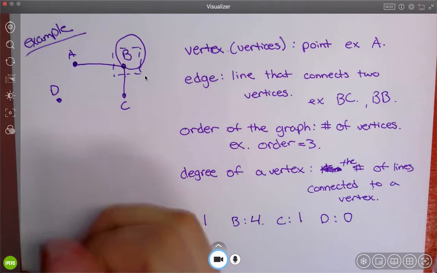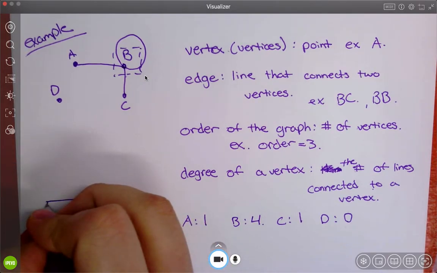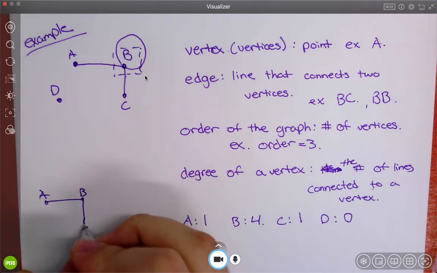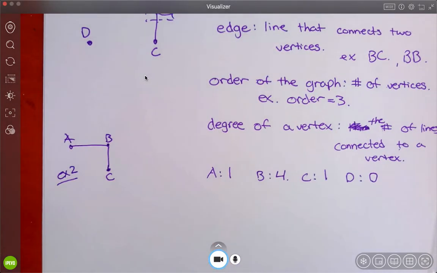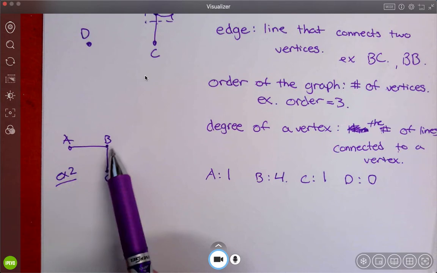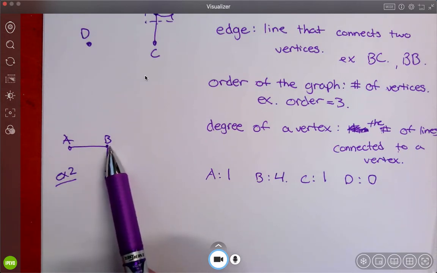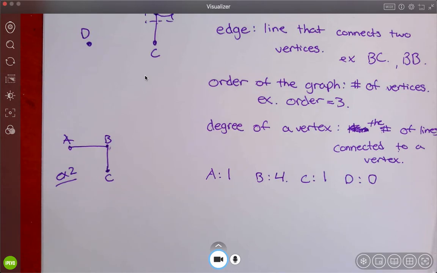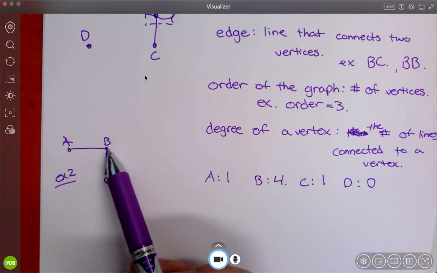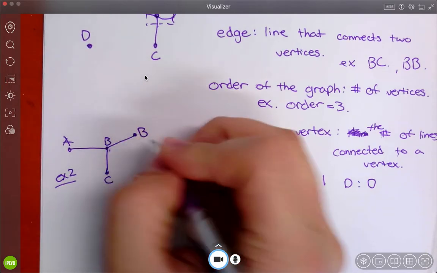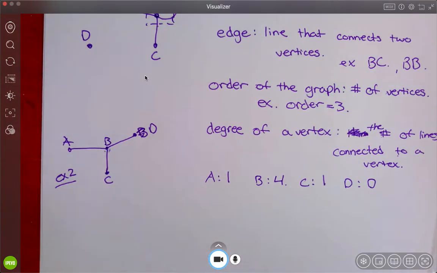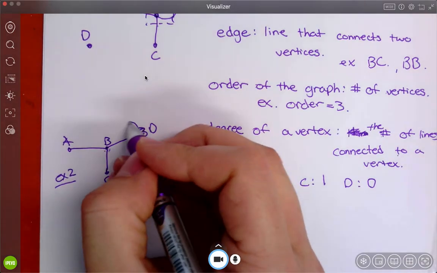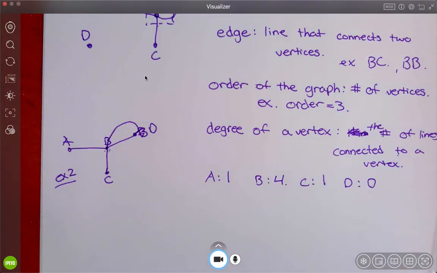So let's say, if it was like this, I just want to make sure that this is clear. If it was A, B, and C, like this one down here, example 2, what would be the order of B, or the degree of B? How many lines connect to B? 2, right? So if I draw a line out like this, what would be my degree of the vertex here? So 3, and if I connect this back to here, then my degree becomes 4, because I have yet another intersection.